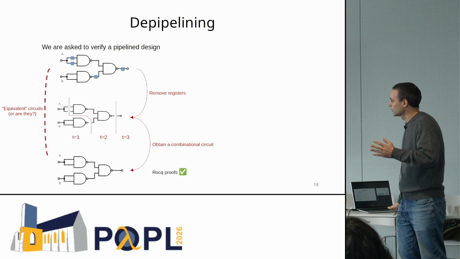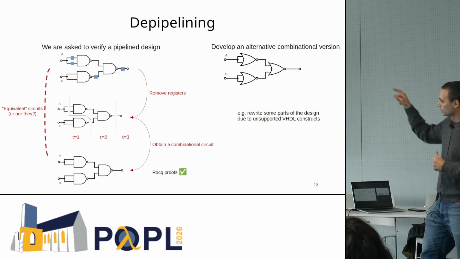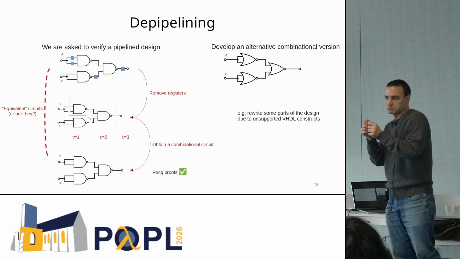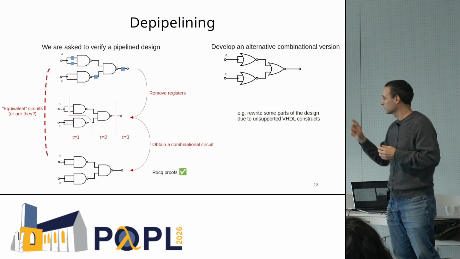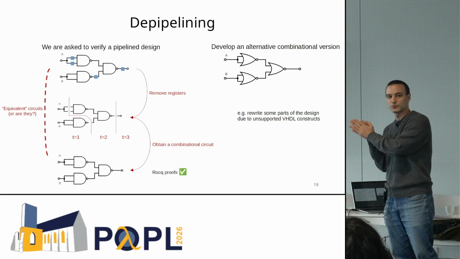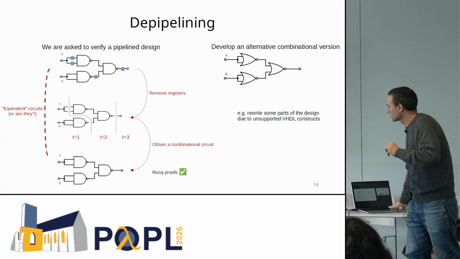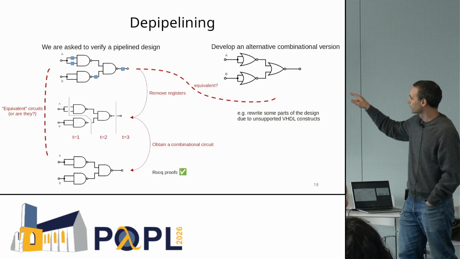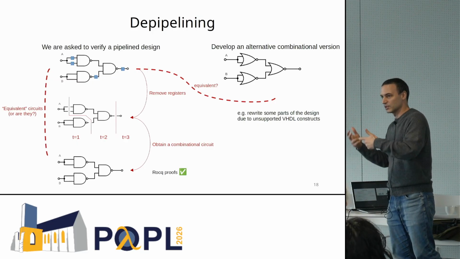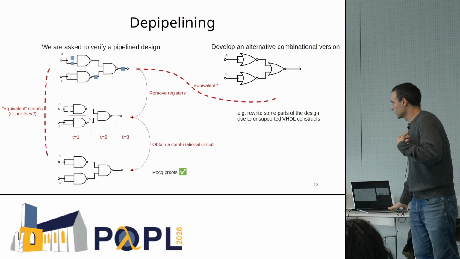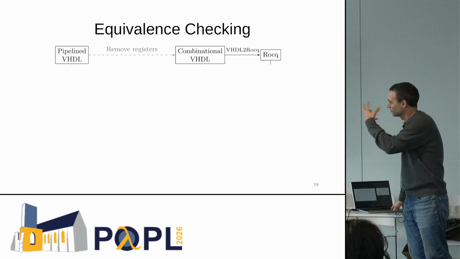And you could also do something in between. We do remove the registers, but then you can also change a few things. For instance, if you have unsupported VHDL constructs, or if you know that some small components will be proven easily if you rewrite them, you can also change stuff. So this is more or less what we do. Basically, we have some alternative combinational circuits done manually, and we think that this is equivalent to the pipeline design.